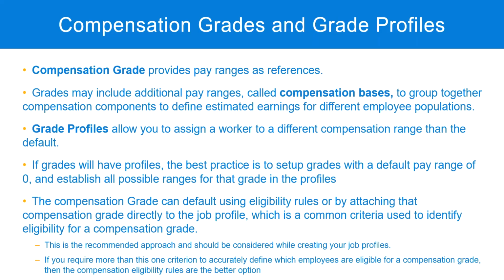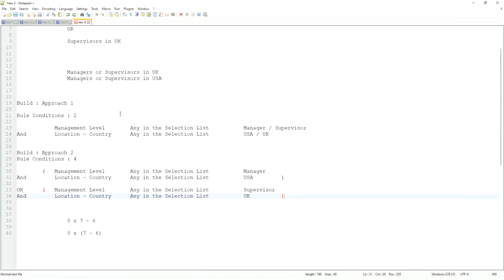Now a grade profile is kind of a subset of a compensation grade. But the grade profile will allow you to assign a worker to a different compensation range than the default. What does that mean? Let's use an example.